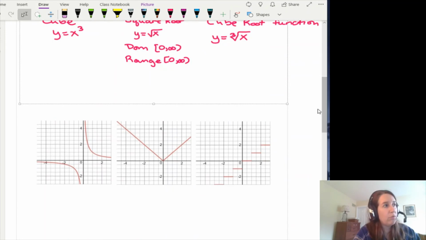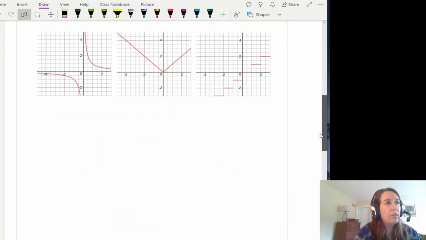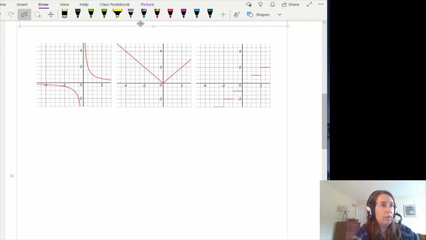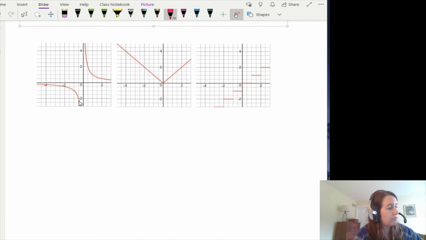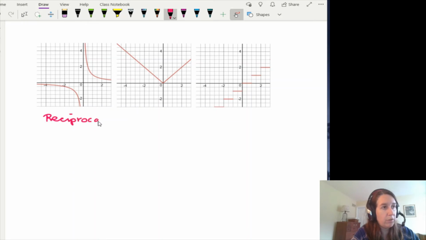The last 3 graphs we're going to look at, okay, are right here. So first, looking at this graph, there's actually 2 parts to this graph, and they are symmetric right there. And the first of those graphs, that function is called the reciprocal function. Reciprocal function. The equation for that is y equals 1 over x. Y equals 1 over x.